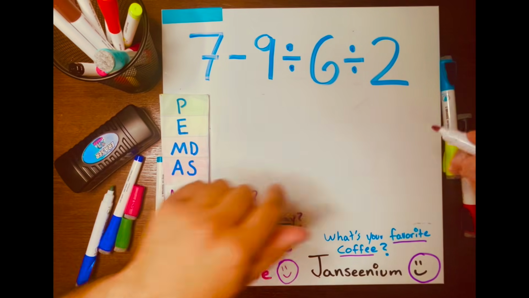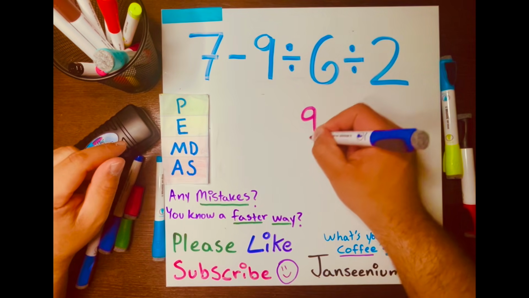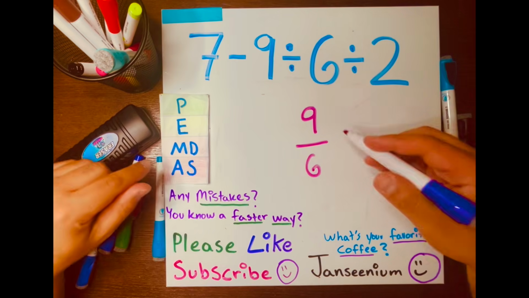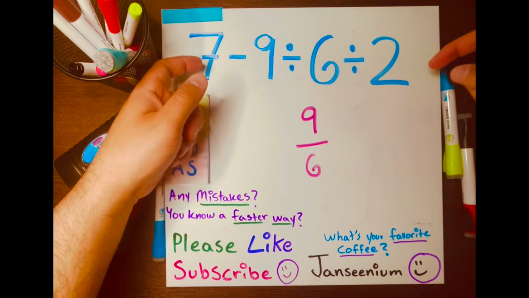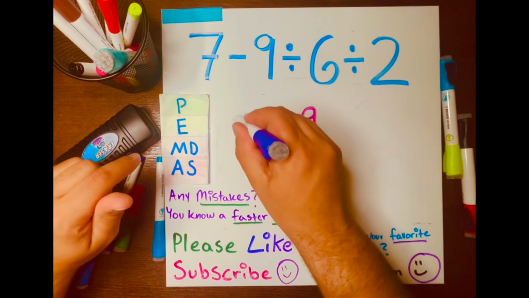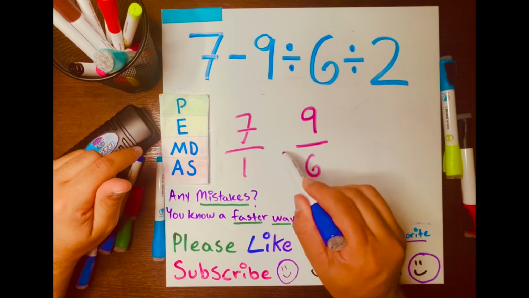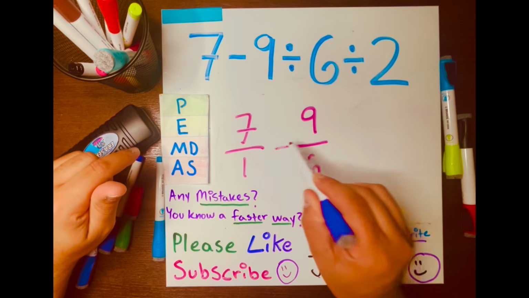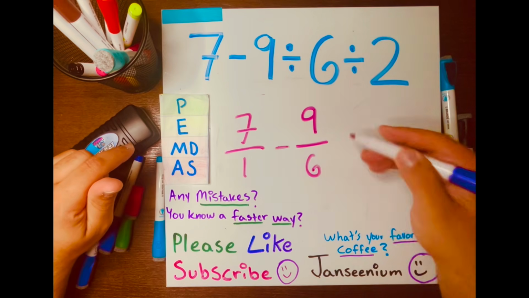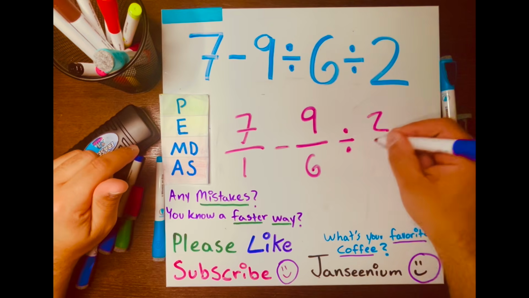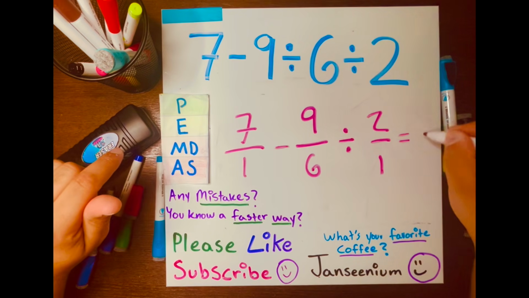Hi everyone, 9 divided by 6 goes first, so let's write it in fraction form to make the math fun and easy: 9 over 6. Next, let's bring down the 7 and the 2, also in fraction form. 7 over 1 equals 7, which does not change, so it's 7 minus 9 over 6 divided by 2 over 1, and 2 over 1 equals 2, which does not change.